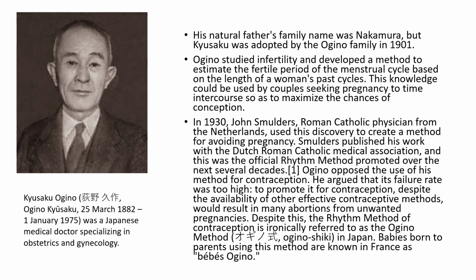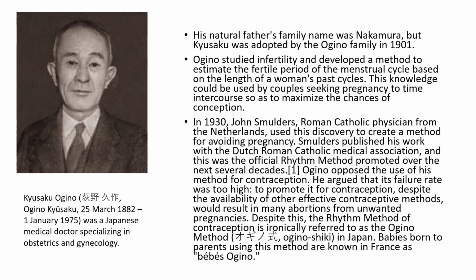Kyusaku Ogino was a Japanese medical doctor specializing in obstetrics and gynecology. His natural father's family name was Nakamura, but Kyusaku was adopted by the Ogino family in 1901. Ogino studied infertility and developed a method to estimate the fertile period of the menstrual cycle based on the length of a woman's past cycles. This knowledge could be used by couples seeking pregnancy to time intercourse so as to maximize the chances of conception.